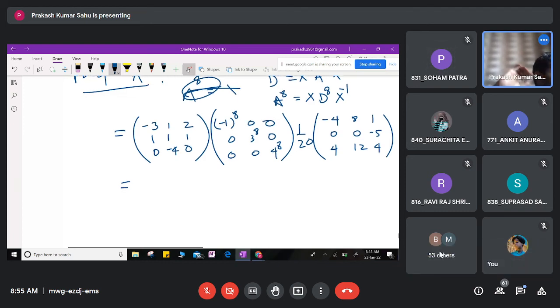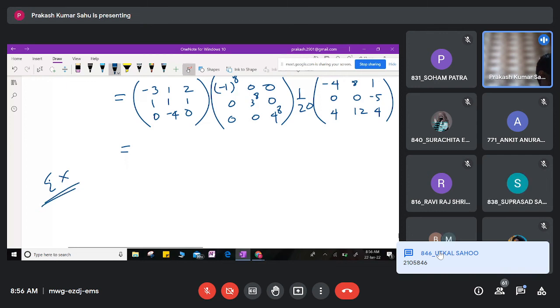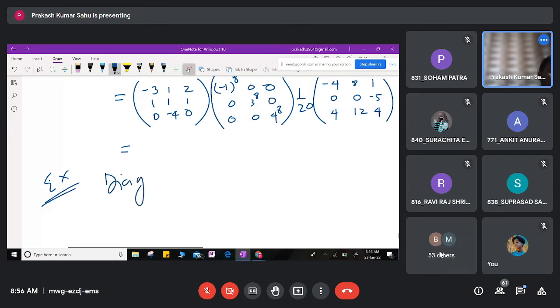Okay, so this is all about diagonalization. You should solve some problems on diagonalization, because it is very important. Write some matrix and diagonalize it. Another thing is what is the condition of diagonalization.